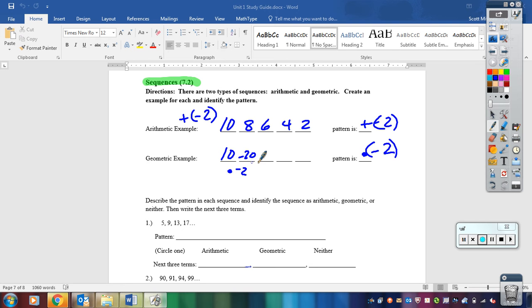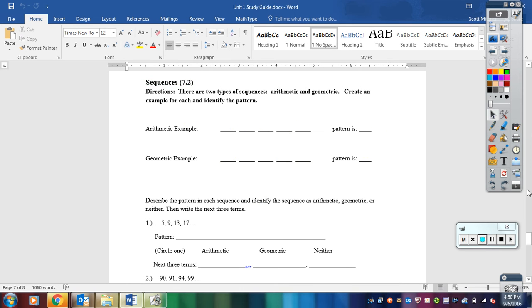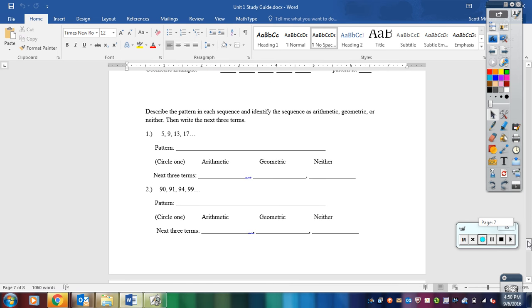All right, 20 times negative 2. 20 times 2 is 40, signs are the same, positive. 40 times 2 is 80, signs are different, negative. 80 times 2 is 160, negative times negative is positive. So multiplying by a negative just alternates it back and forth. Multiplying by a half, that would make it small. We may see something like that as we move on.